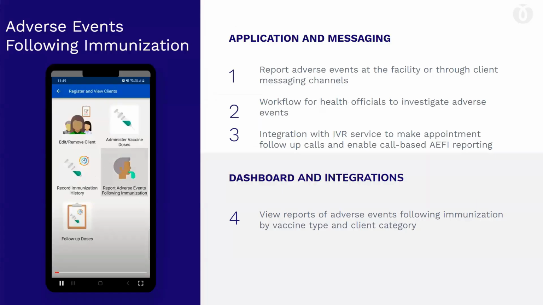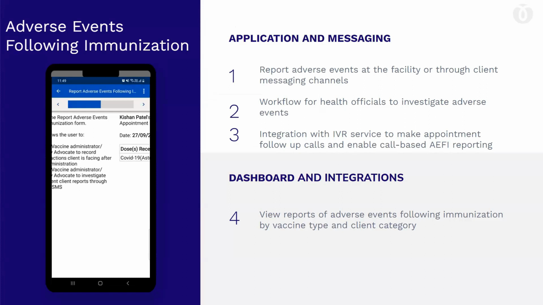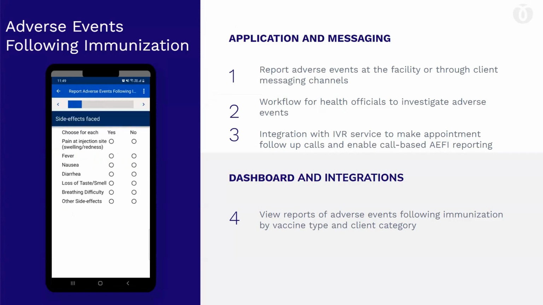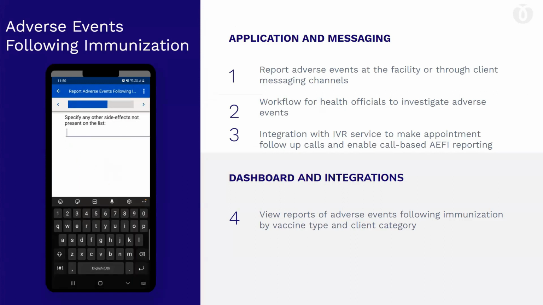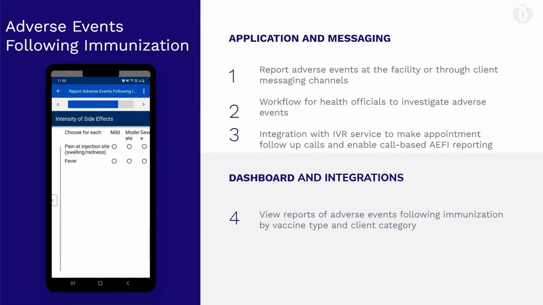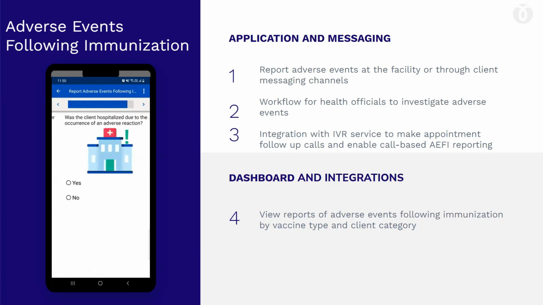The third solution component is adverse events following immunization. This workflow is used to report and follow up on adverse events. For example, a client can report via SMS that they experienced a severe reaction to a vaccine. The corresponding frontline worker is assigned a task to follow up with that individual to investigate the adverse event.